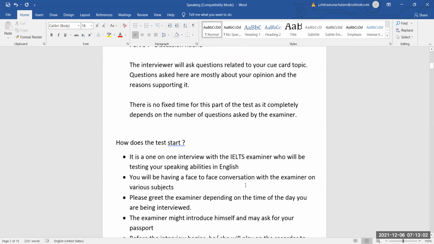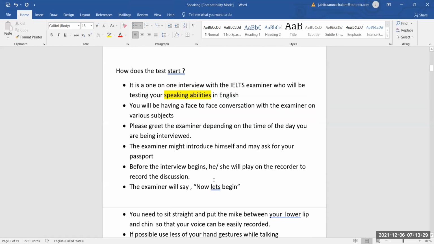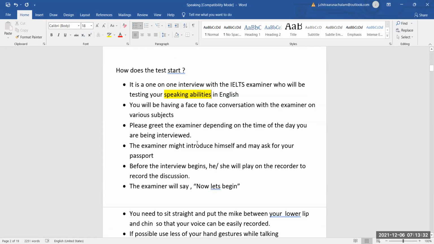Now, I'm going to teach you how the test starts. As I mentioned before, it's a face-to-face, interactive conversation with an IELTS examiner who will be testing your speaking abilities. One thing you have to clearly understand: here they are not testing your knowledge, they are testing your language. So make sure that you speak very fluently. Focus on your English fluency. That's very important. As soon as you enter the room, greet the examiner and always carry a smile on your face.